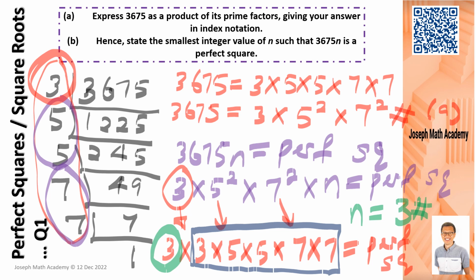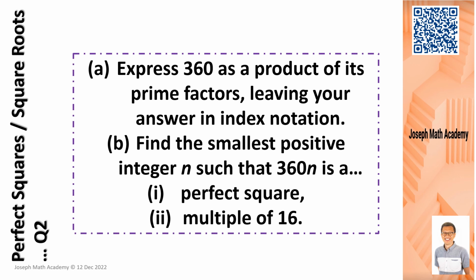Okay, all right. I'm going to go through the next question, question number 2, to further help you understand this idea of prime factorization involving squares and square roots, perfect squares and square roots. Okay, right. Let's take a look at question 2. Express 360 as a product of its prime factors, leaving your answer in index notation. Part B, find the smallest possible integer n such that 360n is a perfect square. And find the integer n such that 360n is a multiple of 16.